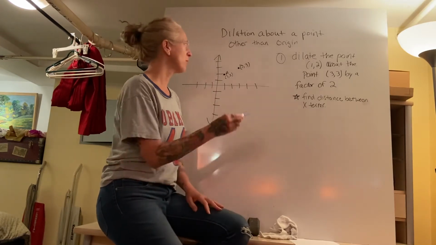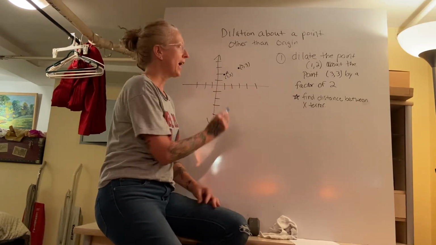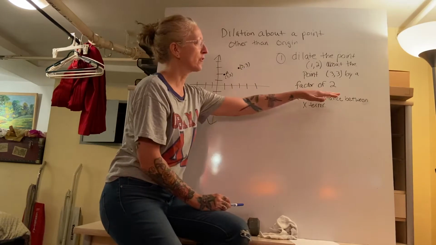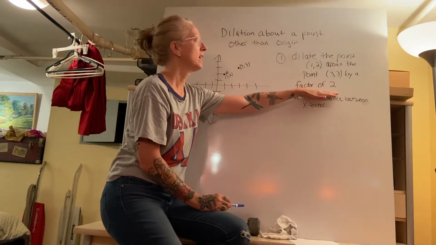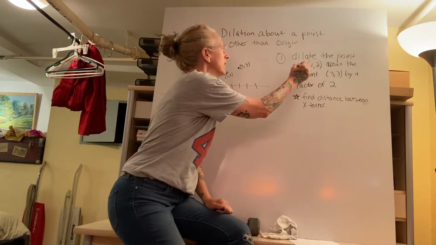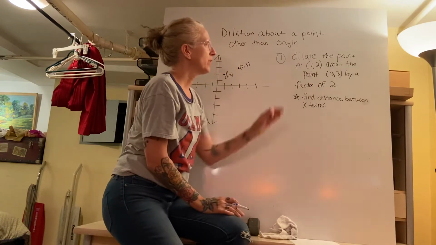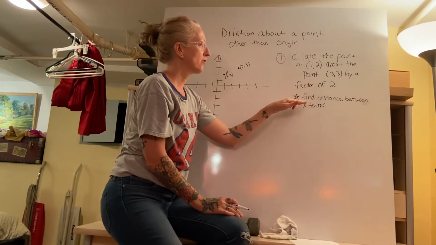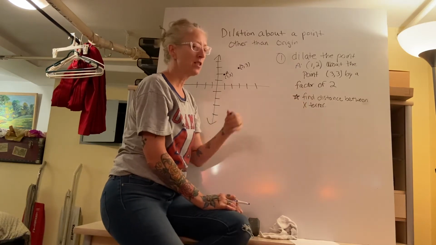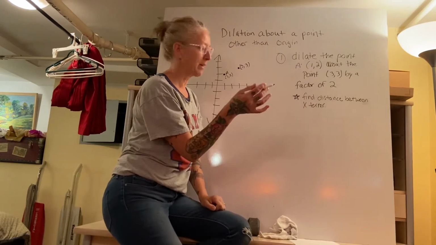Okay, so I have this point (1, 2), and I'm going to dilate it about the point (3, 3) by a factor of 2. So dilate the point (1, 2), which we're calling A, about the point (3, 3) by a factor of 2. The first thing we want to do is find the distance between the x terms. You don't have to use any big formulas. We're just going to count the x spaces, okay?